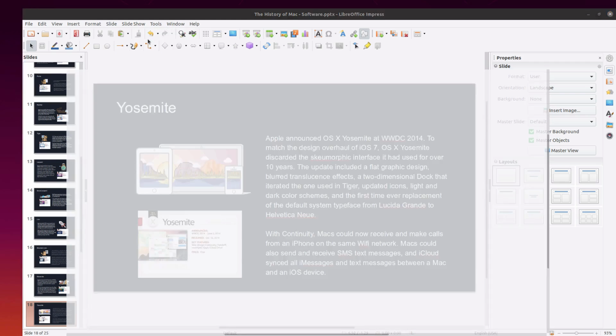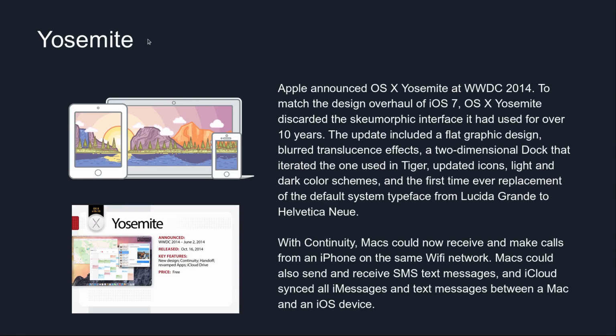So let's get started. We left off with Yosemite, which was introduced in 2014 at WWDC. To match the design overhaul of iOS 7, Yosemite discarded the skeuomorphic interface that it had been using for over 10 years. The update included a flat graphic design, blurred translucent effects, a two-dimensional dock that iterates the one used in Tiger, updated icons, light and dark color schemes, and for the first time ever, replacement of the default system typeface from Lucida Grande to Helvetica Neue.